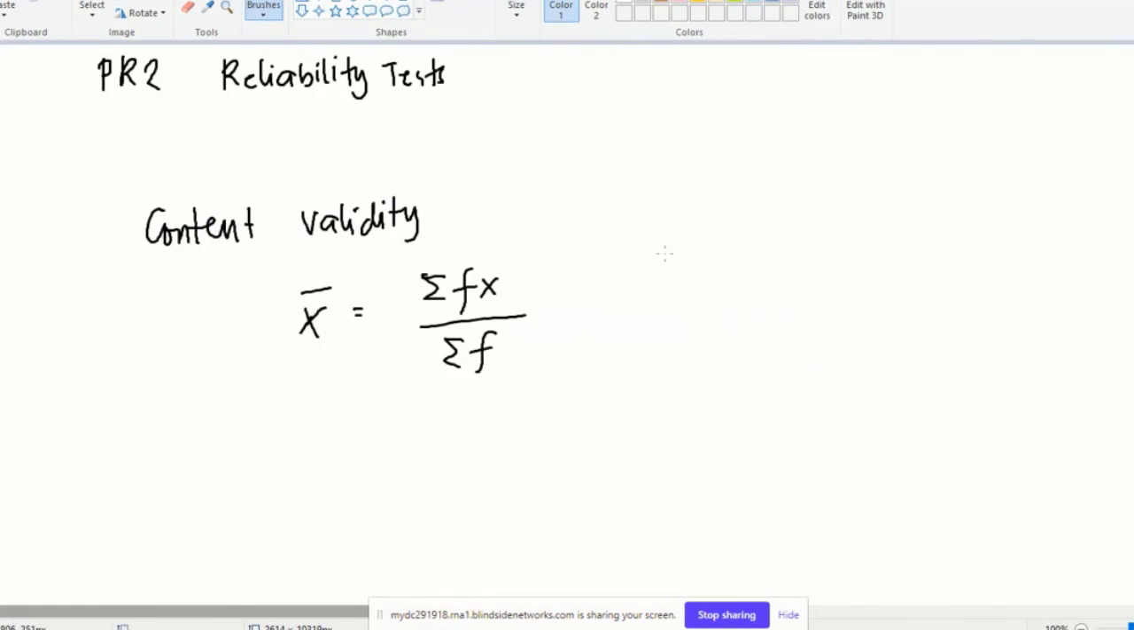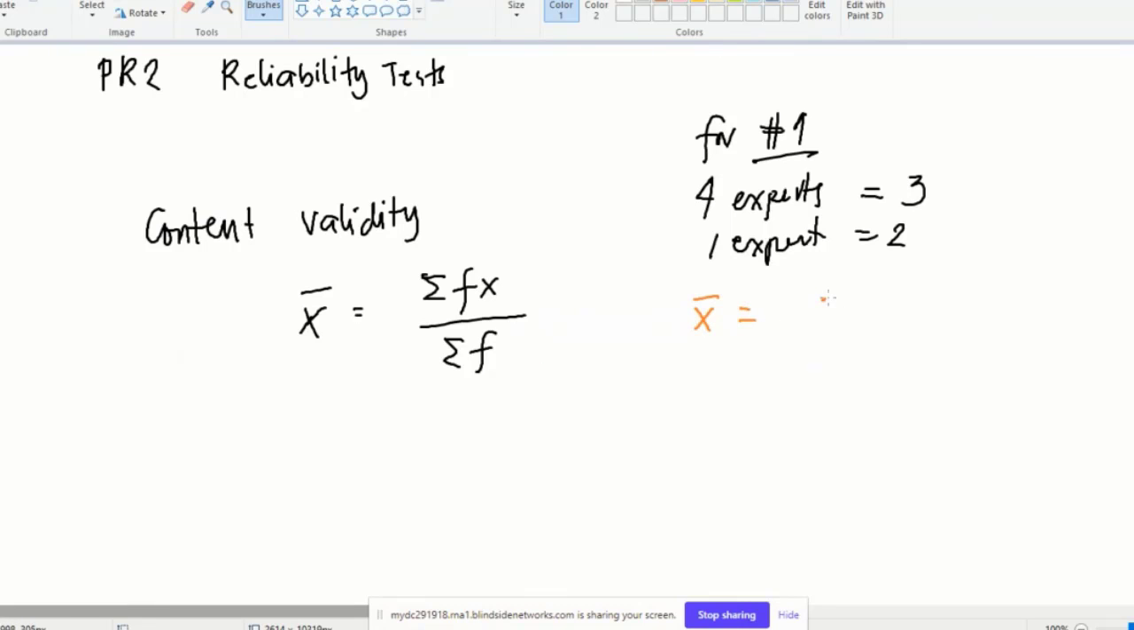So sabi niya doon kanina, merong 3 expert. Sorry, 4 pala. May 4 na experts, okay, for item number 1, ang rating nila is 3 at may isang expert na ang rating niya is 2. So for this item number 1, ang pag-solve mo ng kanyang mean will be 3 times 4 plus 2 times 1 divided by how many experts? 5. So that will be 3 times 4, 12, plus 2 over 5 is equals to 14 over 5, or that is 2.8.